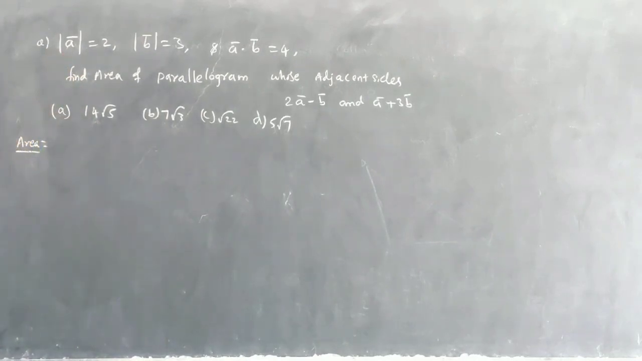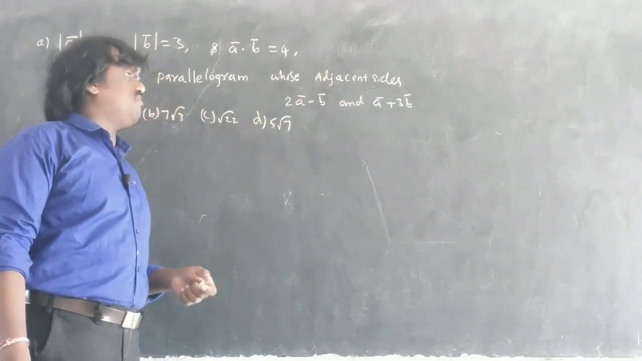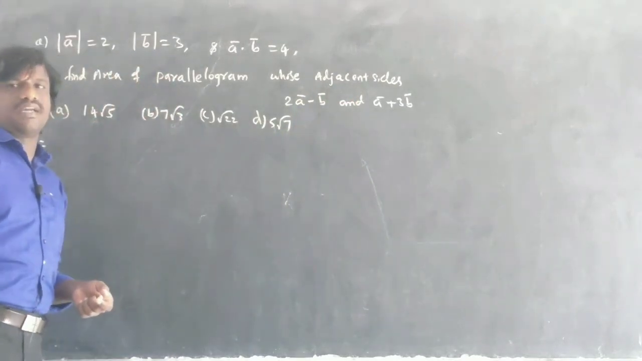Modulus of B is equal to 3, A dot B is equal to 4. Find the area of the parallelogram whose adjacent sides are given. I already explained about the area of a parallelogram. Now it is asking to find the area of the parallelogram whose adjacent sides are given. So let us find it.